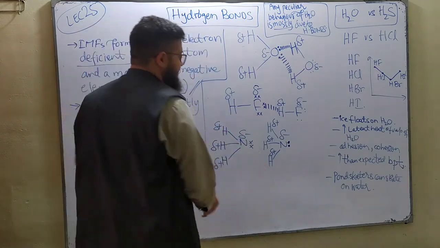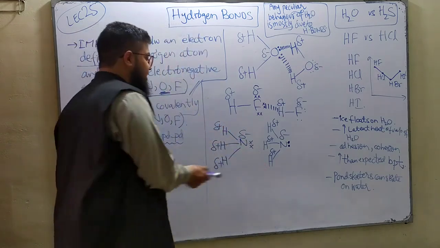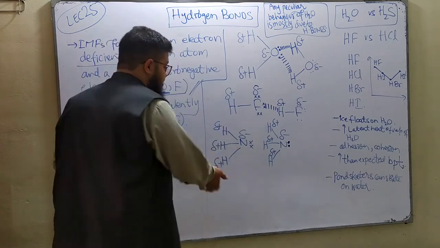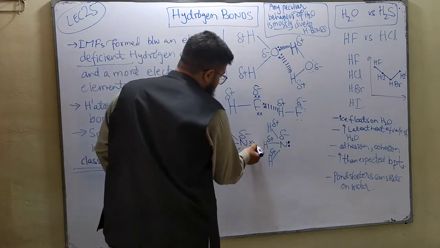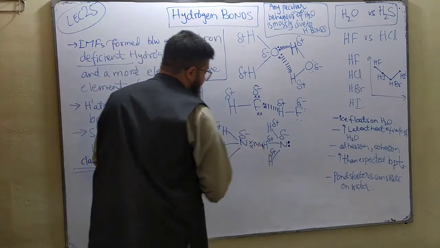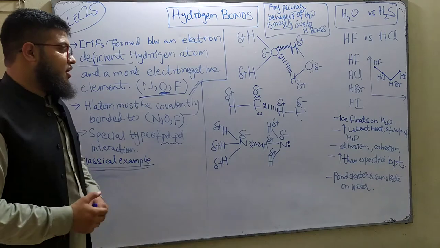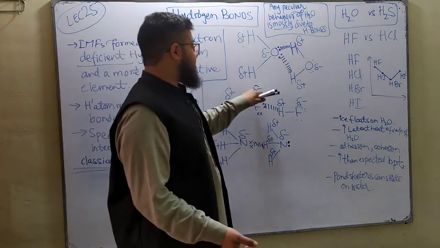Now coming to ammonia. In the case of ammonia, nitrogen is the more electronegative element and hydrogen again is going to become the electron deficient element. And then you can start out from the nitrogen and end it on the hydrogen again by a dotted bond, and that's it. And you must show the partial charges.